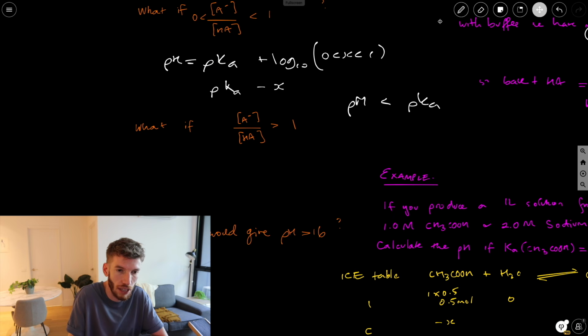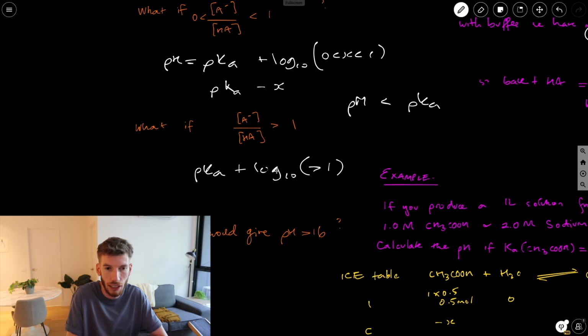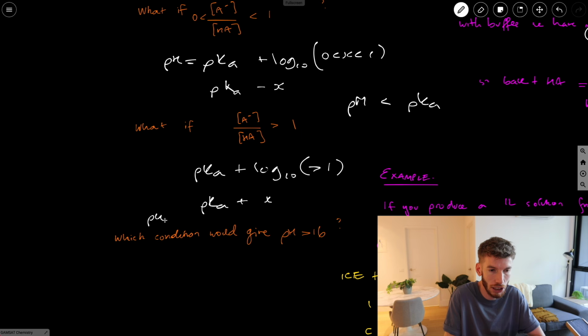So then what about if it was greater than 1? If it's greater than 1, now we would be doing pKa plus log 10 of something greater than 1. That kind of depends on the relative size of it. So log 10 of 1 is 0, right? So anything greater than that is going to be greater than 0. It's going to be positive. So therefore we're adding some positive number, and we can say that pH is greater than pKa, like that.